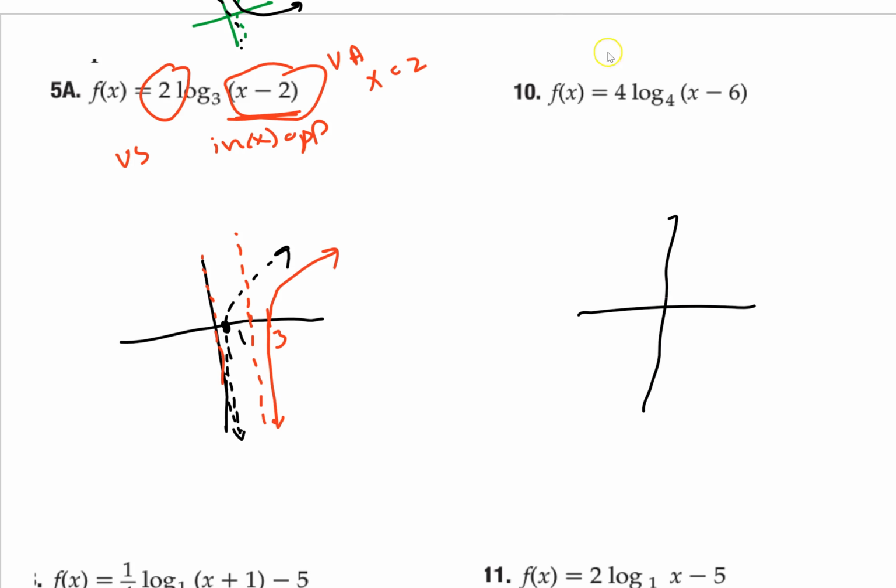Okay, so again, another log graph. Let's talk about a basic one. Again, the 4 part really doesn't matter. It affects the stretch and shrink a little bit, but unless you have a calculator, we don't really care. So a basic graph looks kind of like this. And again, it's just a sketch. That's all we care about. That's 1, asymptote at 0.